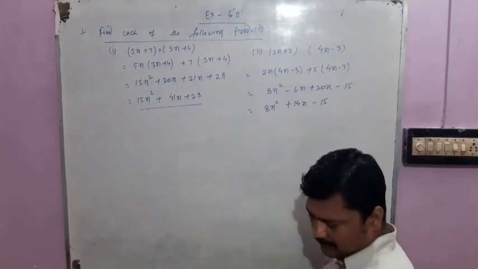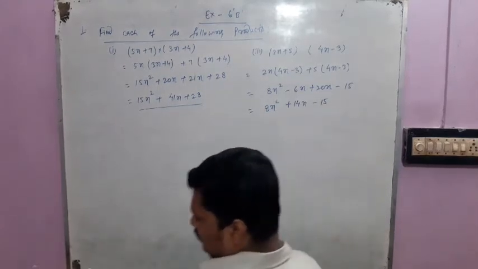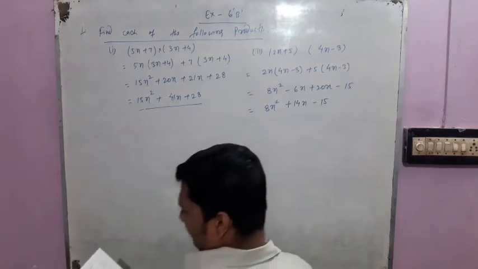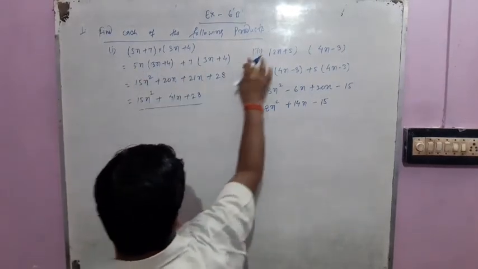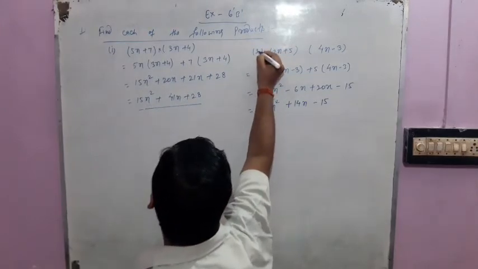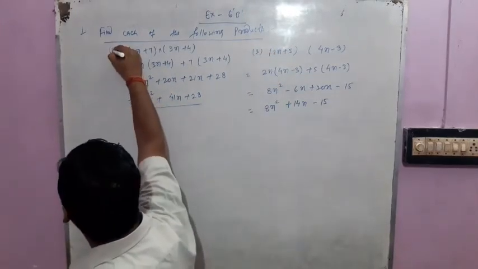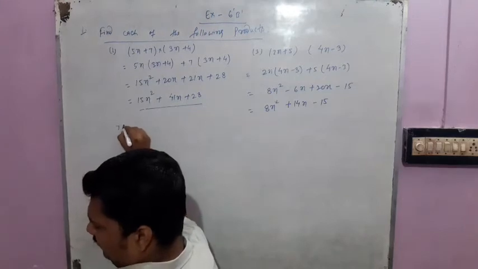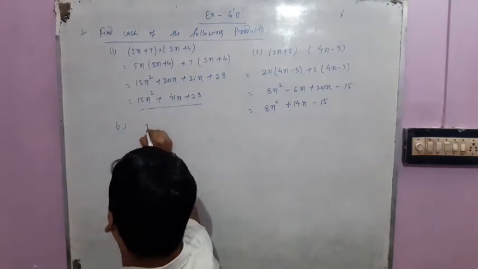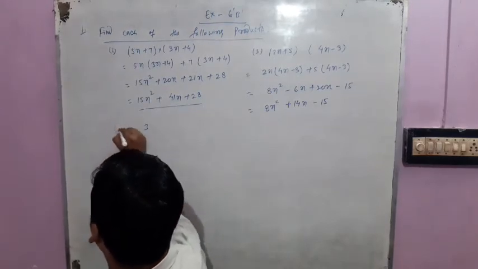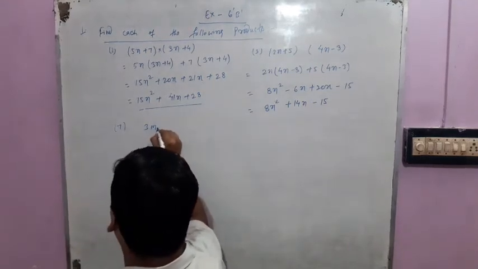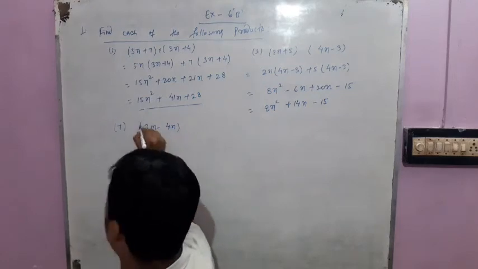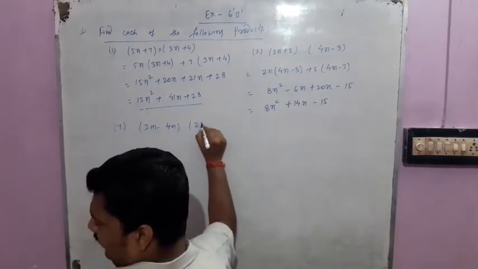Okay students, now look here, one more question in which both of the terms are negative. So student, this is the third question and this one is the first. Now look here, question number 7. In this both of the terms are negative. 3m minus 4n we have to multiply with 2m minus 3n.